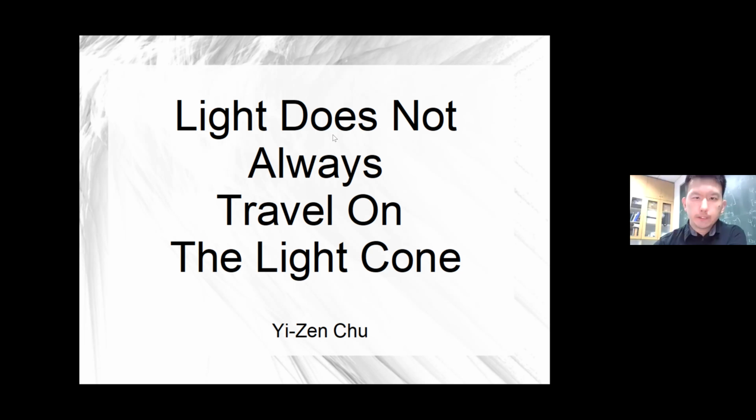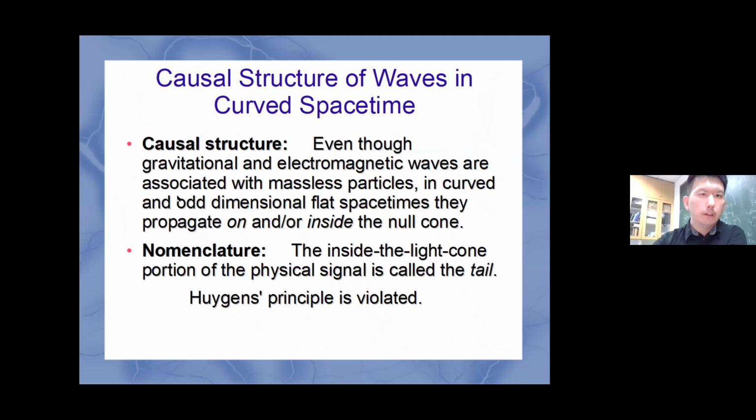So today, as the title suggests, I'm going to tell you one key property of both electromagnetic and gravitational radiation, which is that even though we like to think of the associated particles, the photon and the graviton, as massless, it turns out that they do not, in fact, propagate strictly on the light cone in all circumstances. What we'll see is that in curved spacetimes and also in odd dimensional spacetimes, I will show you explicitly how they also travel inside the light cone.